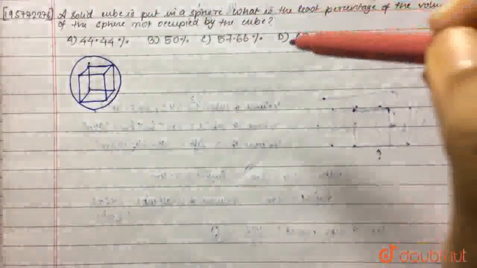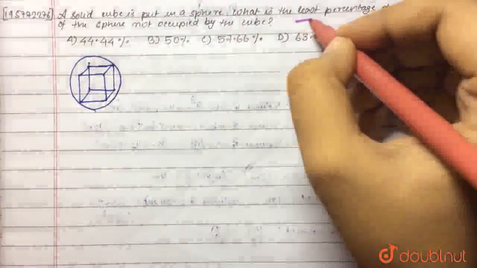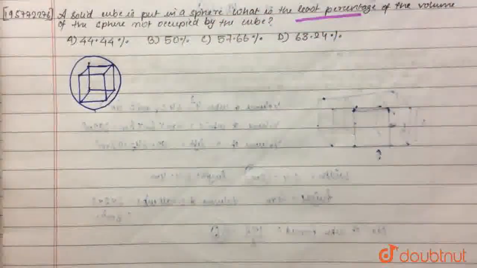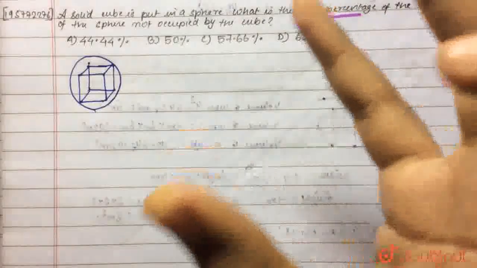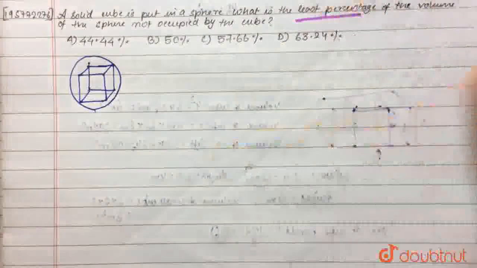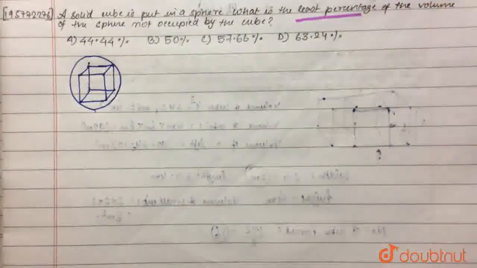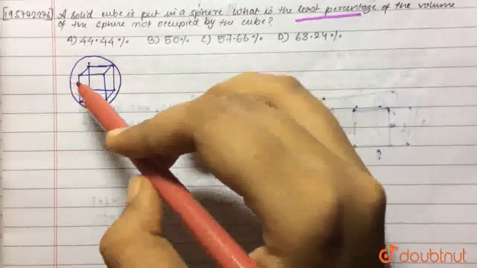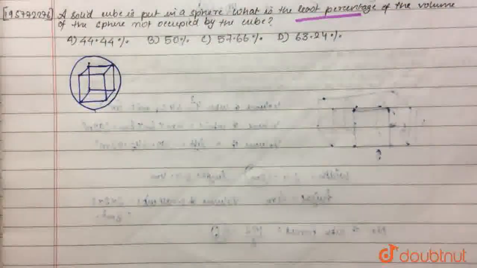So least, when the term is given, what is the least percentage of the volume of the sphere not occupied by the cube? That means you have to understand one thing, that the cube that we are fitting inside the sphere is having the largest volume, right? So it will occupy the maximum amount of space that is possible inside the sphere, right? Suppose this is your sphere and inside this there is a solid cube that is placed.